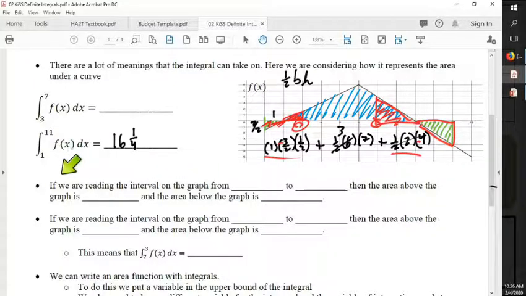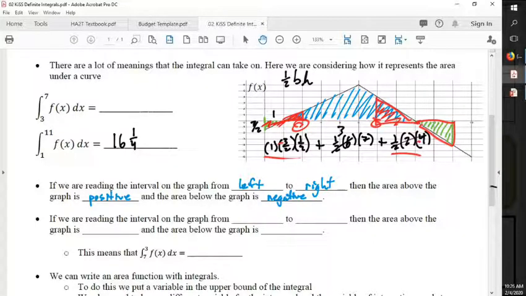Okay, this next one. I know we talked about this yesterday, but I want to put it in writing. If we are reading the interval in the graph from left to right, write that down. Reading left to right is the normal way that we read, correct? So then the area above the graph is positive. The area below the graph is negative. I know, you already knew that, right?